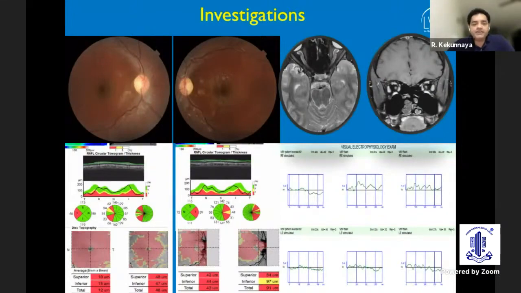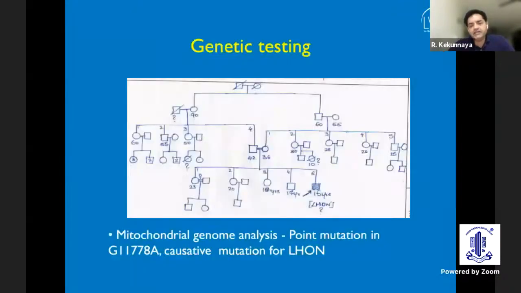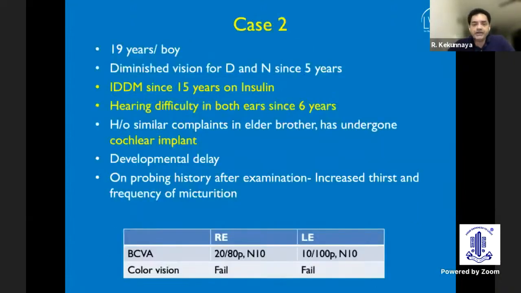All of the optic atrophy patients go through this typical comprehensive optic neuropathy profile examination when they come to us. Either they are coming a second time or third time or fourth time, or we ourselves will go through this. And we have ruled out optic neuritis in this patient. And obviously the pedigree chart and other things suggested that there is a point mutation in the G11778A gene, which is a causative mutation for LHON.